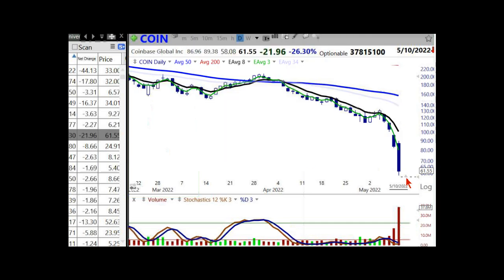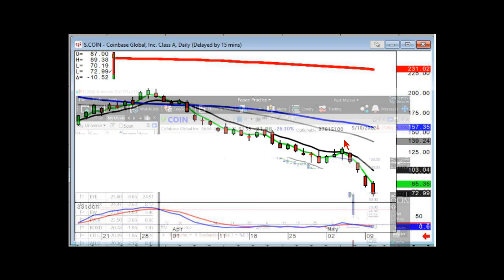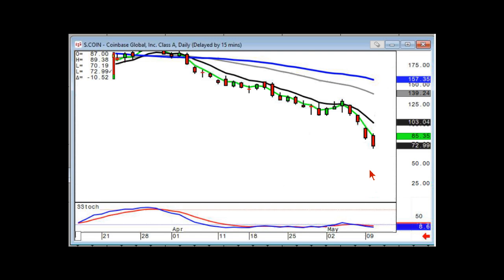Yep, it's down big. So there was your bearish J-hook pattern. That is confirming.